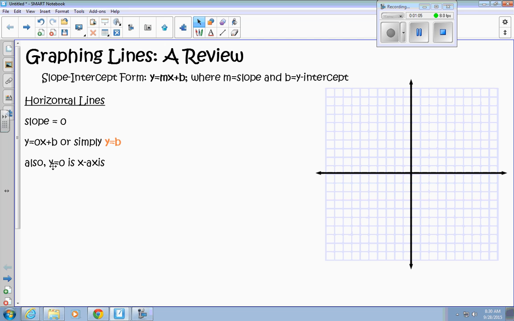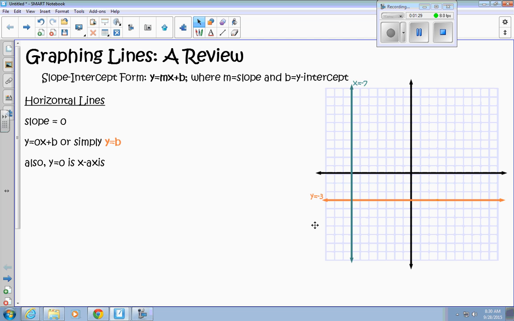Keep in mind that if you see the line y equals 0, well, 0 on your y-axis is right here, so that would be your x-axis. And so an example of a horizontal line would be, whoops, that's your vertical line, not that one, y equals -3. So you just go down to -3 on your y-axis and draw in your horizontal line.